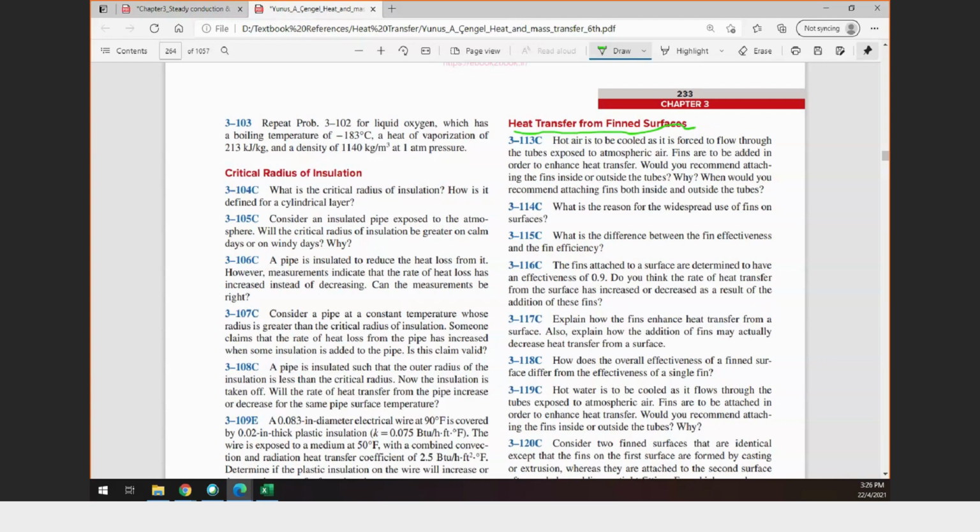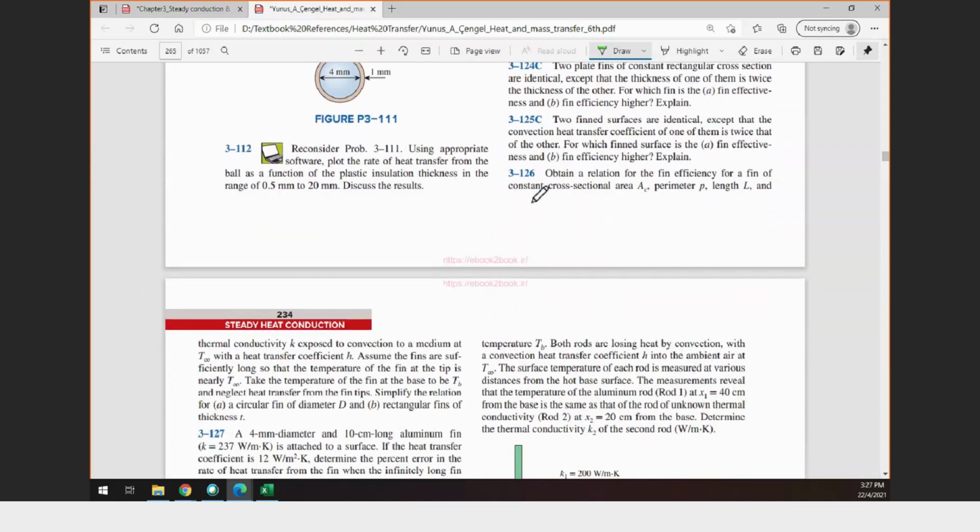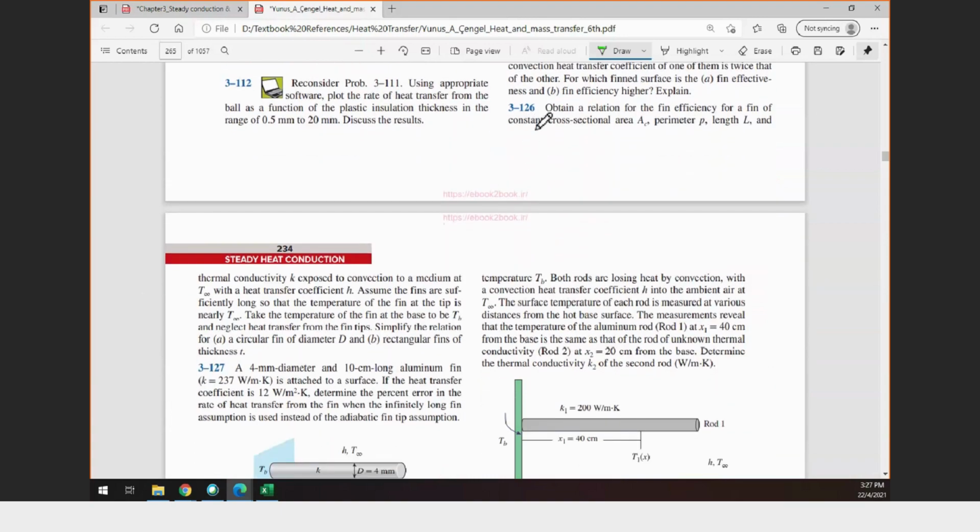I'm not sure whether you are aware of the type of exercises in the textbook. Whenever the problem has a C value, this is a concept question. Concept meaning your understanding, so this is not an analysis problem. C means conceptual question. So you can see here there are conceptual questions about what is the definition, what is the difference, can you explain about this condition? All of this is until 3-126.